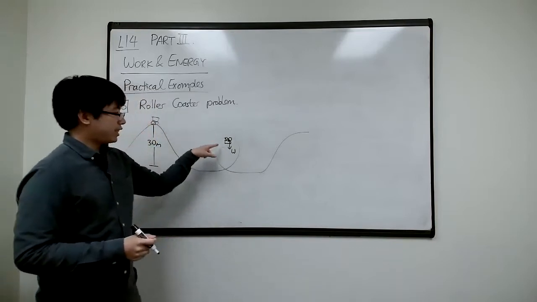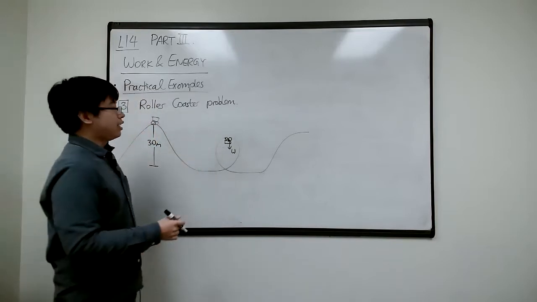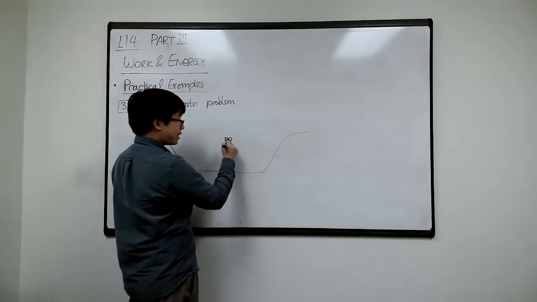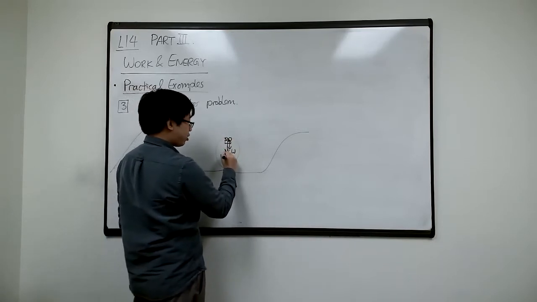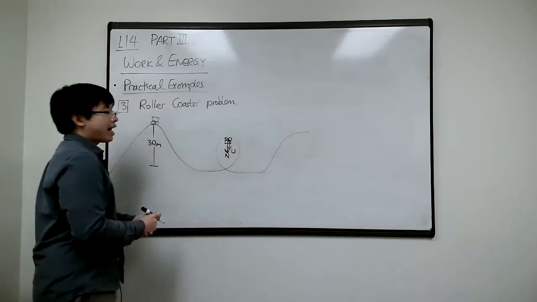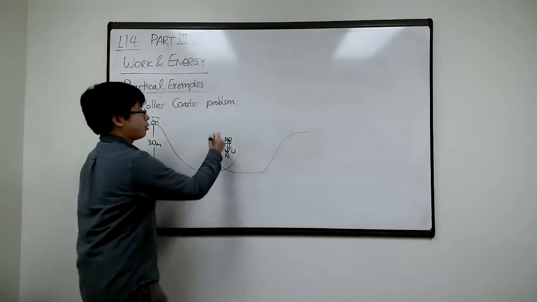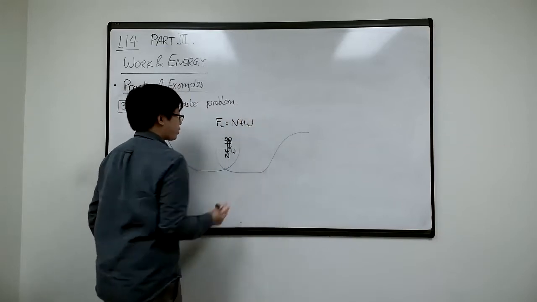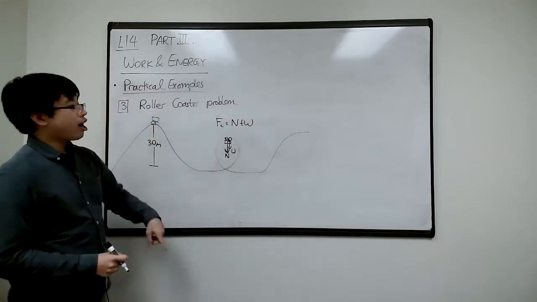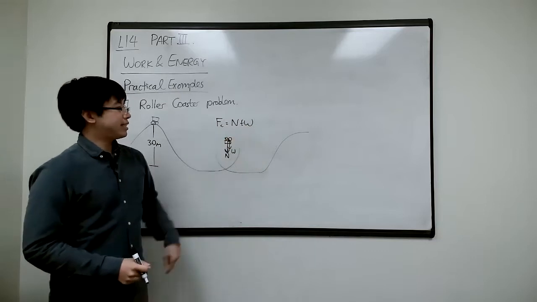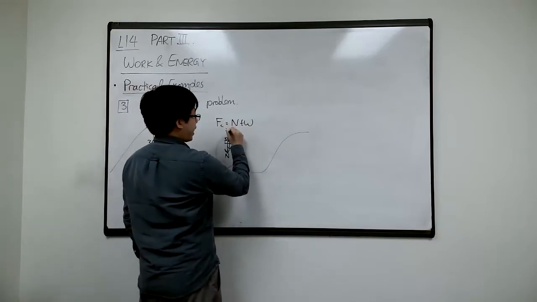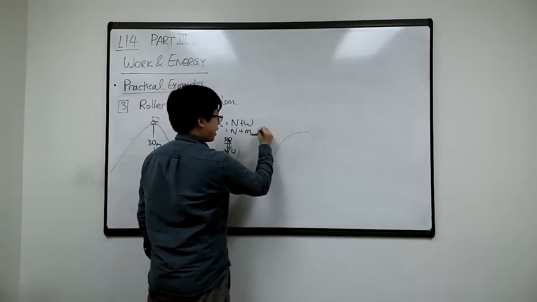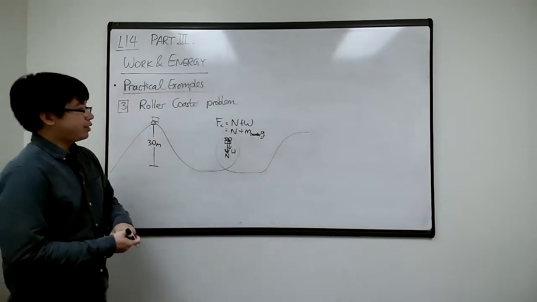coaster. So I'll ask, what does the coaster train actually feel? What are the forces on it? There's the weight W, and there is also the normal force. These will work together to be the centripetal force. So the centripetal force on the coaster car will be this plus this. We know that W is the mass of the coaster times g, like that.